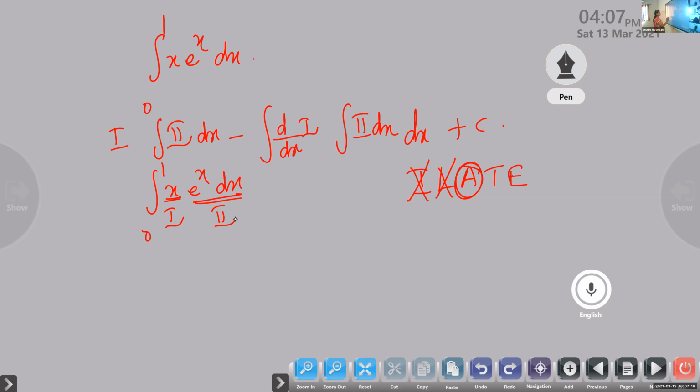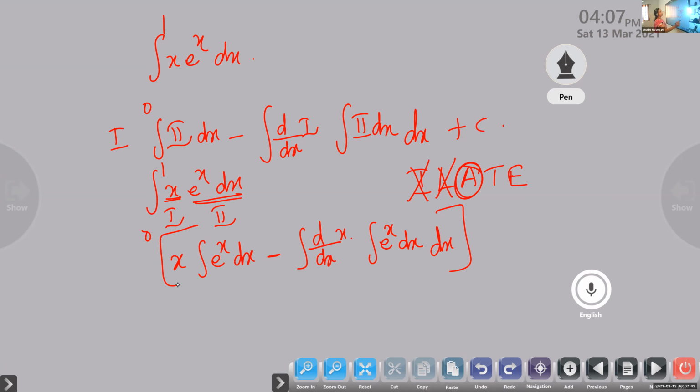So using this, first function x into integral of second function, minus integral of derivative of first function into integral of second function into dx, everything within the limits 0 to 1. Now integrate this and apply the limits, upper limit minus lower limit.